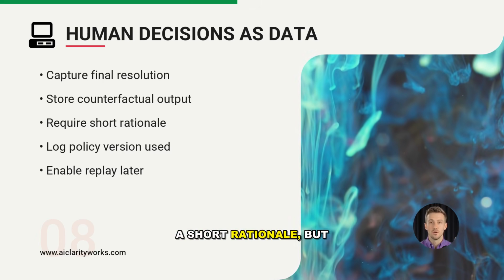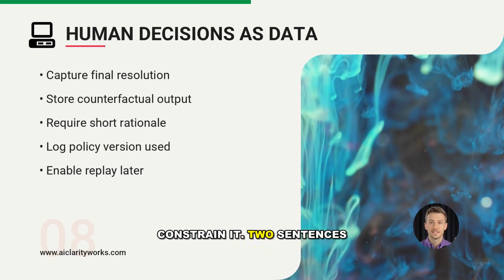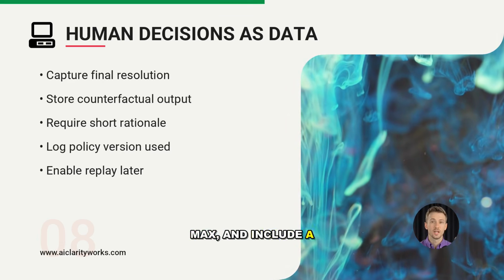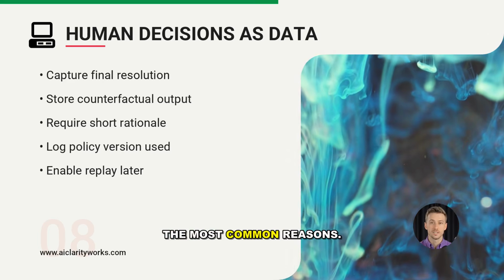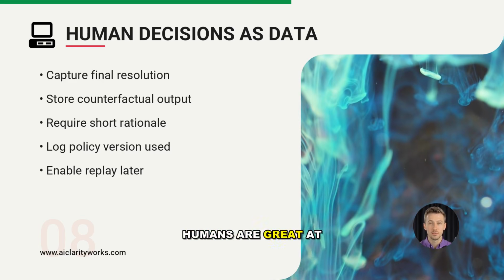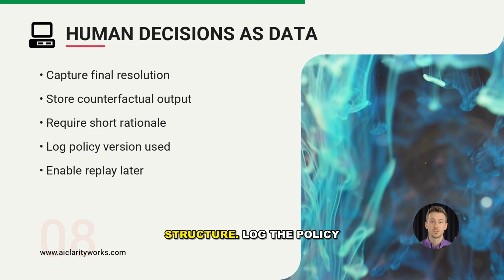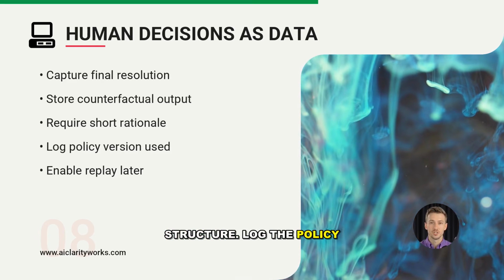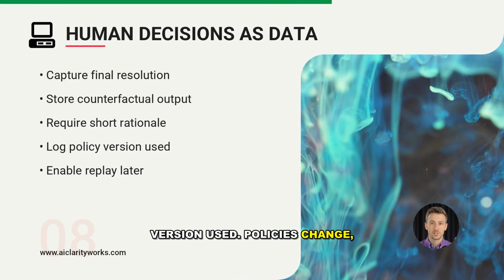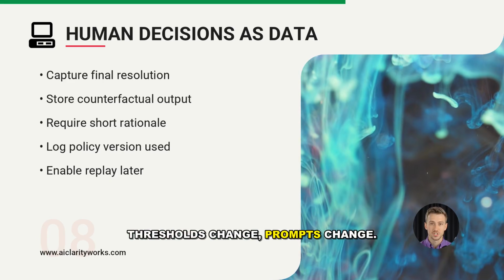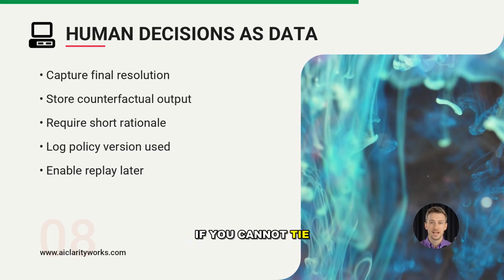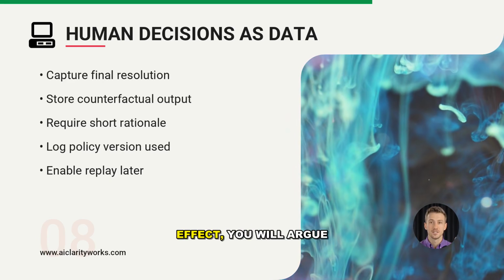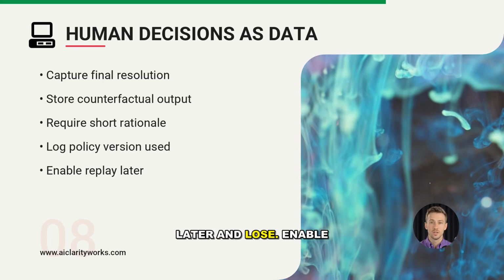Require a short rationale, but constrain it. 2 sentences max, and include a required checkbox list for the most common reasons. Humans are great at nuance, but metrics need structure. Log the policy version used. Policies change, thresholds change, prompts change. If you cannot tie a decision to the exact rule set in effect, you will argue later and lose.